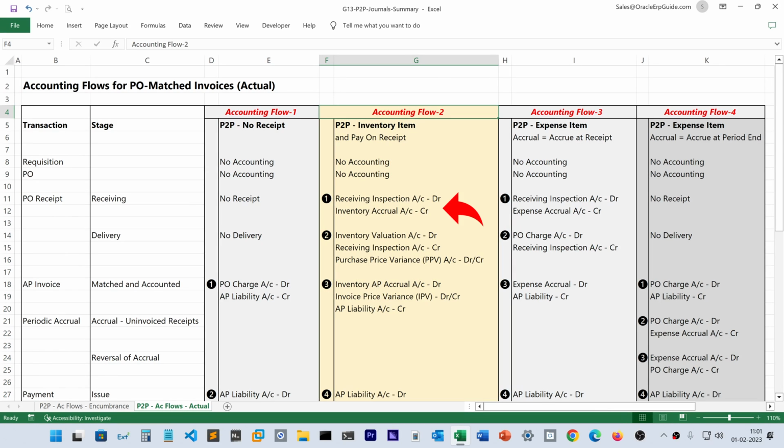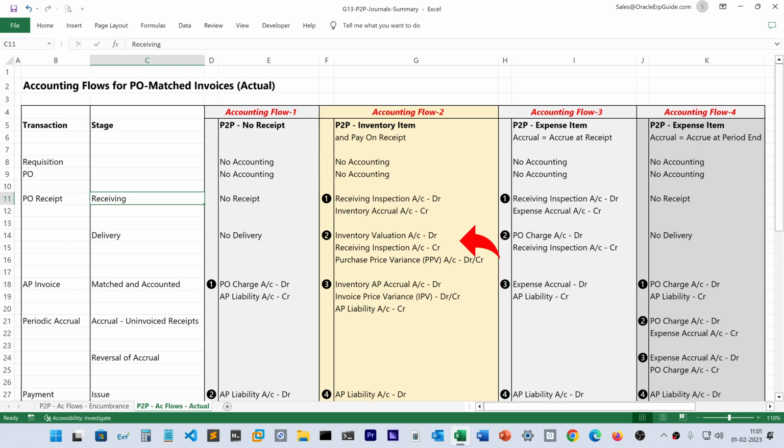The actual accounting for receiving is receiving inspection account debit, which is kind of a clearing account, and inventory accrual account is credited here. At the time of delivery, the inventory valuation account will get debited. So the inventory valuation is increased here. The receiving inspection account, which was debited here in number 1, the same account gets credited here.